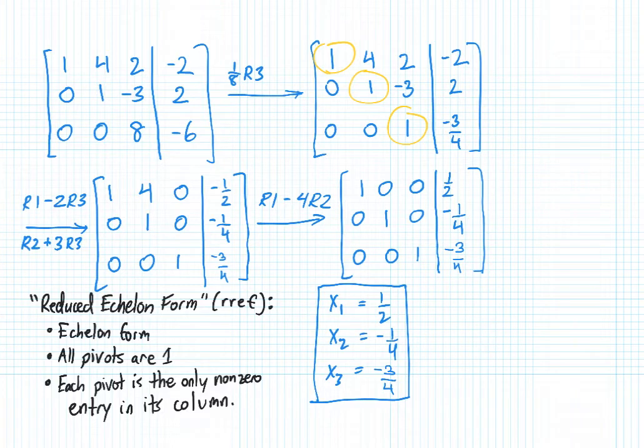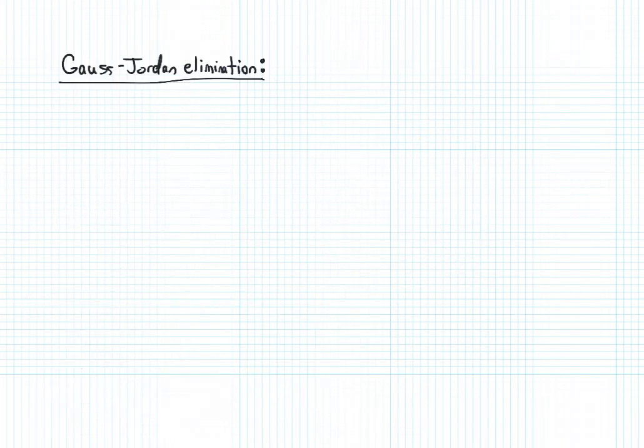It's in echelon form, all of the pivots are equal to 1, and if you look at every column with a pivot, those pivots are the only non-zero entries in those columns. You'll notice that there is this additional column on the right, and so that column is kind of a free-for-all. Anything can happen there.